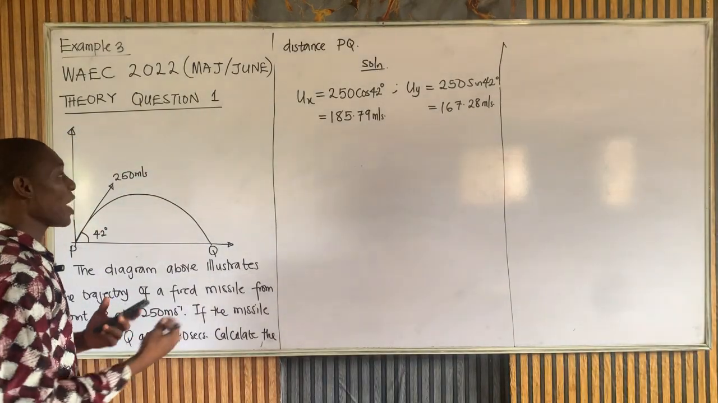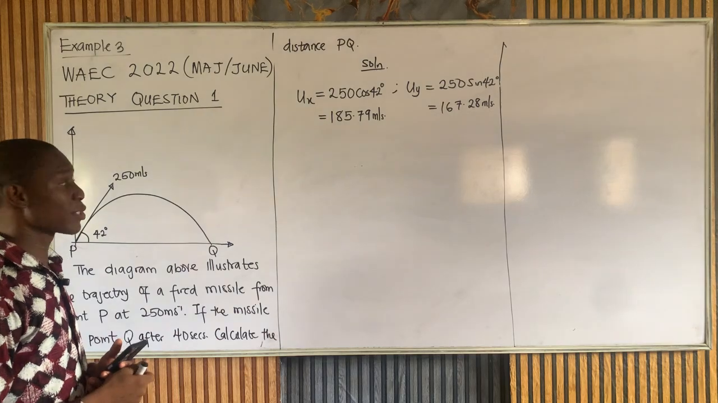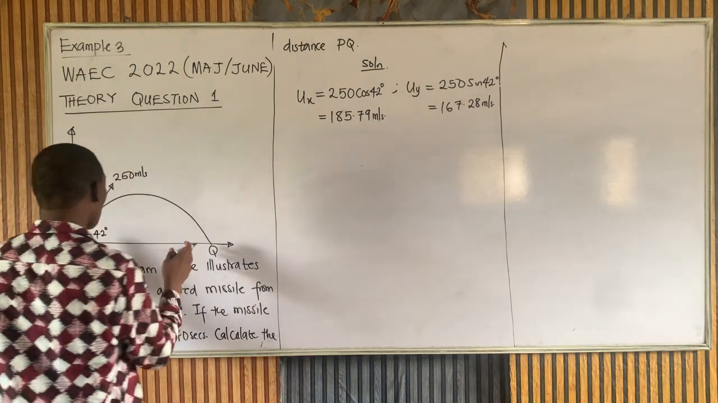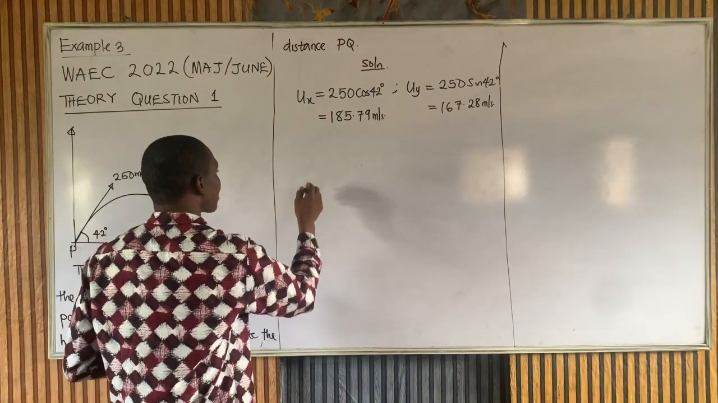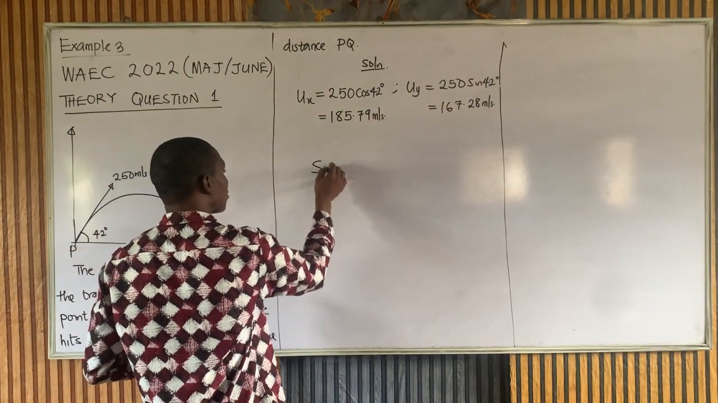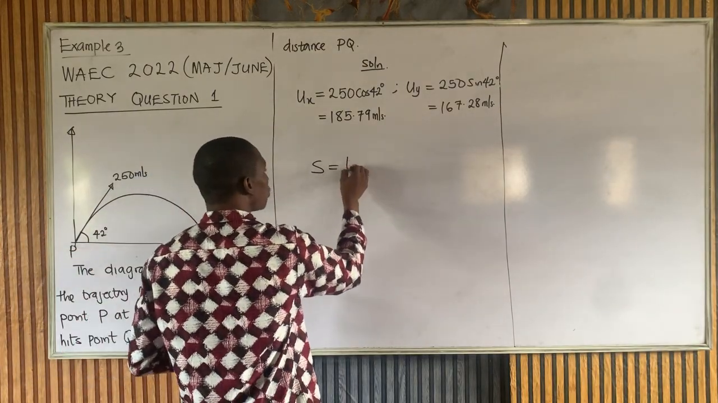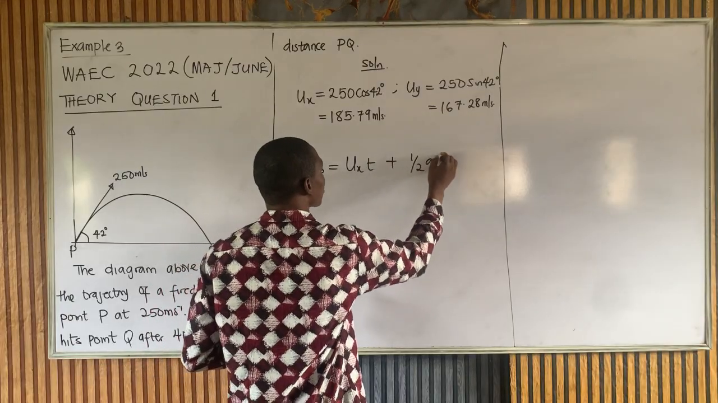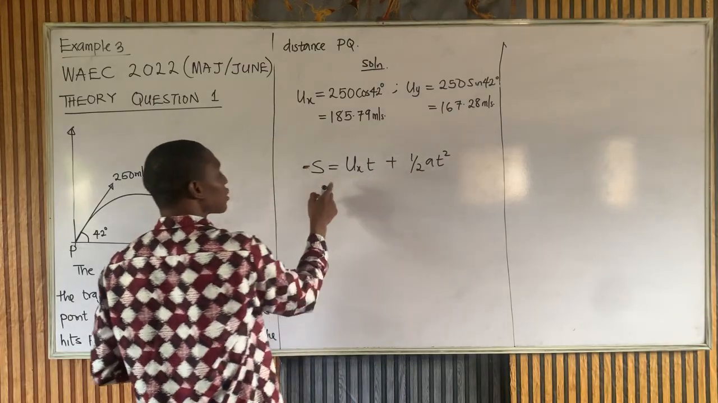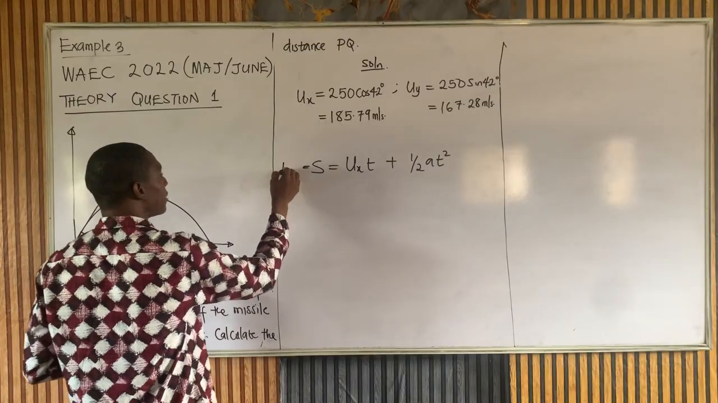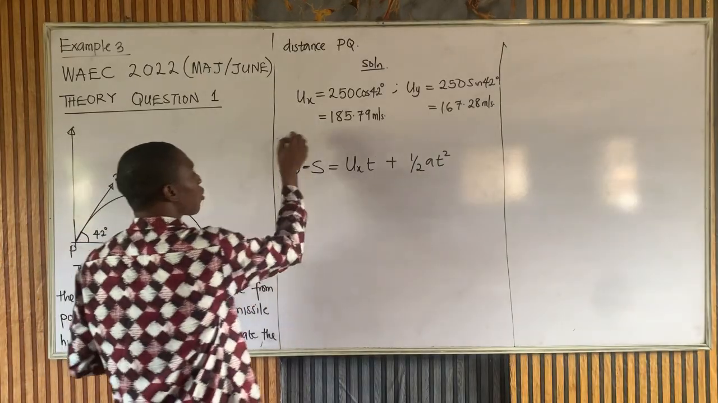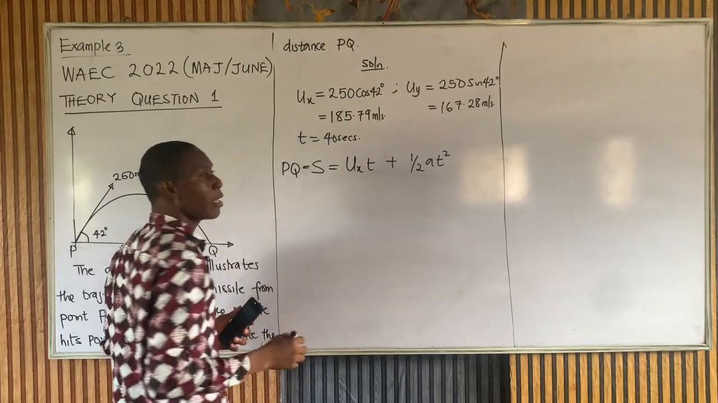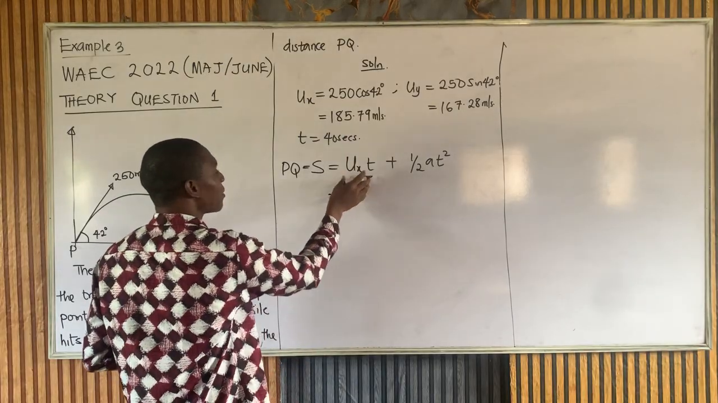Now let's solve this question. All you need to do is to use your horizontal velocity equation because I'm looking for a horizontal distance. So simply say x is equal to uxt plus half at squared. This x means horizontal distance, and that's the distance PQ. In this question, we are given time to be 40 seconds. And so what we simply do here now is to use our ux.